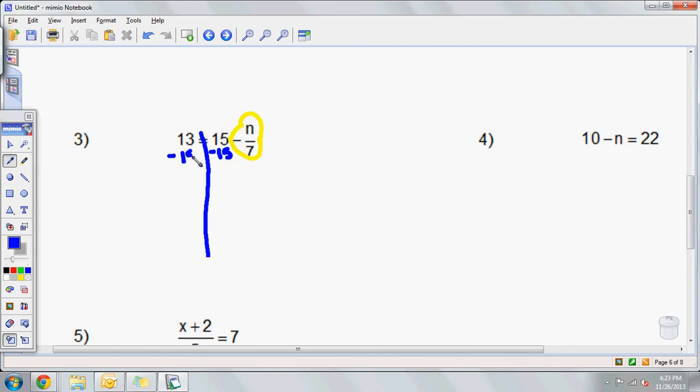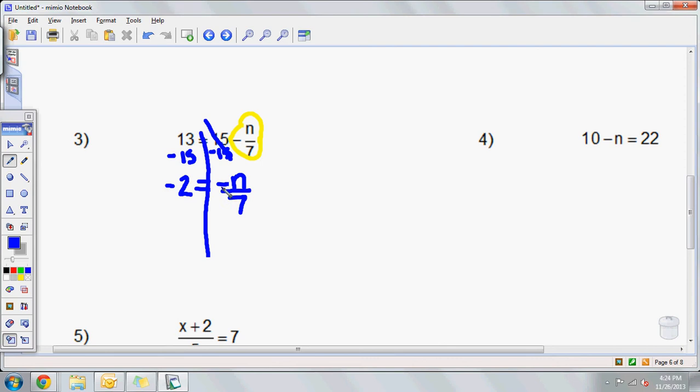Minus 15 on both sides. So 15 minus 15, 0. Those cancel out, and that's what I wanted. And then 13 minus 15 would give us a negative 2. So what's left on this side, these are gone. So I'm left with a negative n over 7.